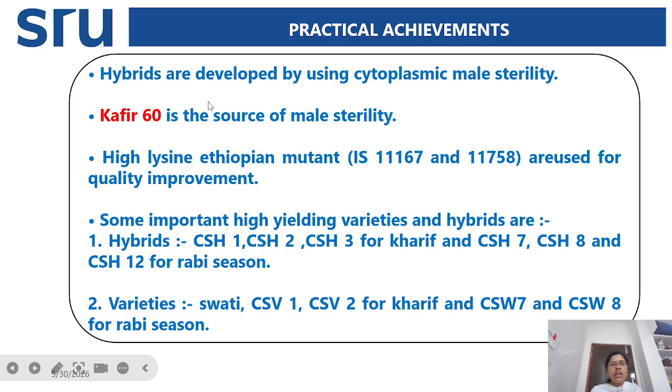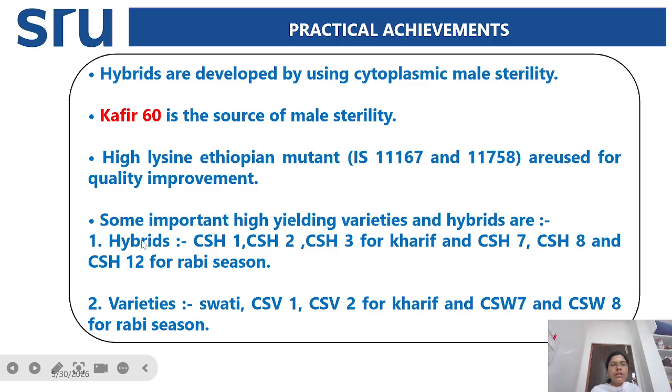The hybrids are generally developed by using the cytoplasmic male sterility system, and the Kafir 60 is the source of the male sterility in case of sorghum. And the high lysine Ethiopian mutants, that is IS 11167 and 11758, are used for the quality improvement. And some of the high yielding varieties and hybrids we can see in the sorghum. First are the hybrids, that is CSH1, CSH2, CSH3 for the Kharif season, and next is CSH7, CSH8 and CSH12 for the Rabi season.